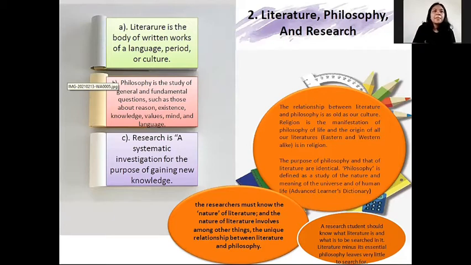The researchers must know the nature of literature, and the nature of literature involves, among other things, the unique relationship between literature and philosophy. Literature and philosophy are like two sides of a coin. One surface cannot be separated from the other. It's because literature and philosophy talk about human life, but philosophy is more about looking for the essence of human life, while literature only talks about general things and is not deeper than philosophy. I think that's all. Thank you.